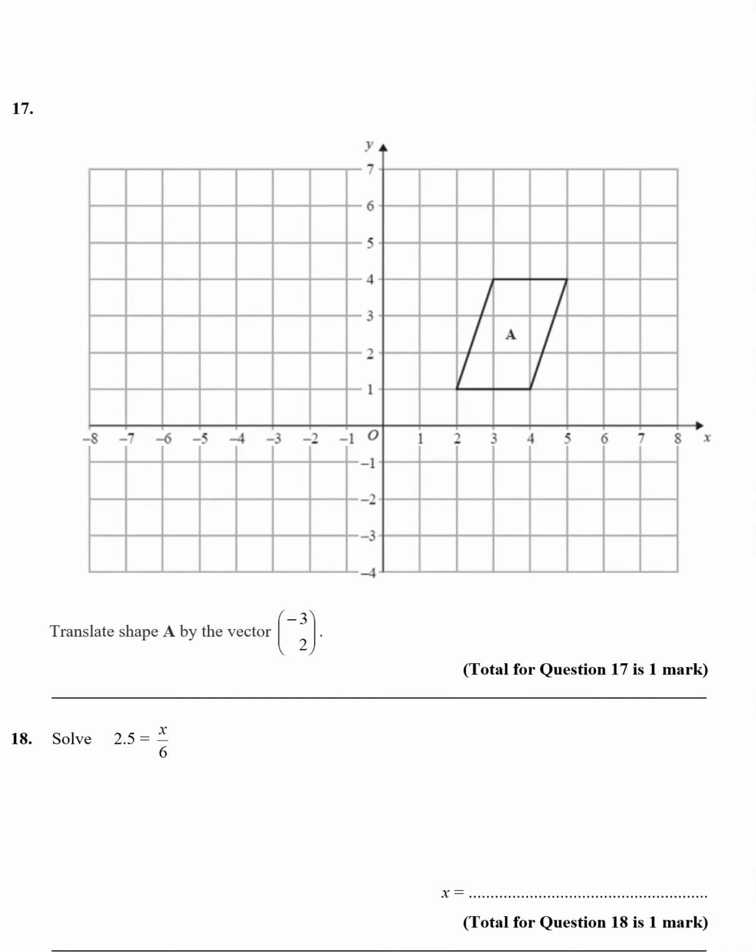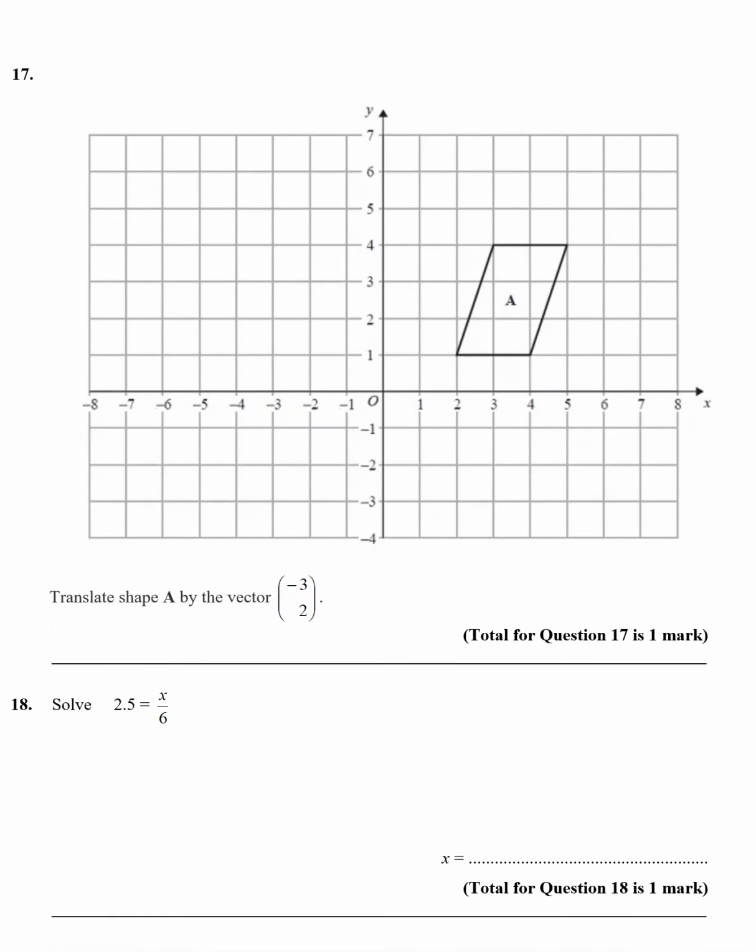Right, number 17. Translate shape A by the vector -3, 2. Well, -3, 2 basically means it moves to the left 3. So I'm going to take this point, 1, 2, 3, and it moves up 2, 1, 2. Next point, 1, 2, 3, 1, 2. And you get the idea, 1, 2, 3, 1, 2. And we're basically going to end up with the shape there. Does it say what we need to label it? No, we've just translated the shape -3, 2.